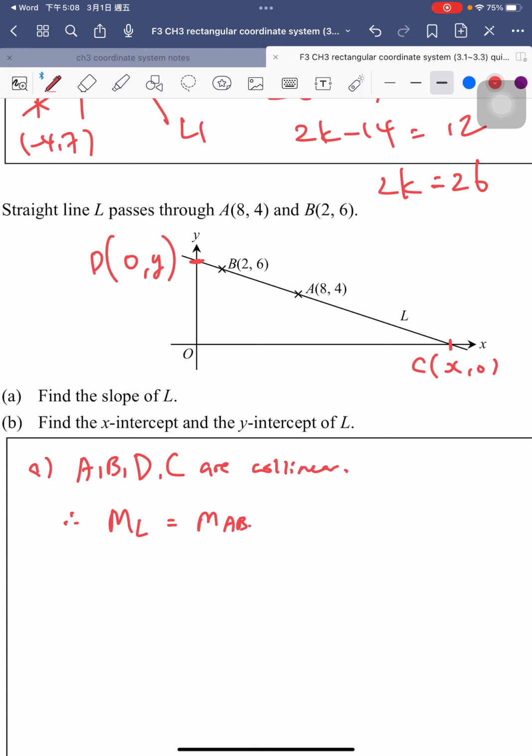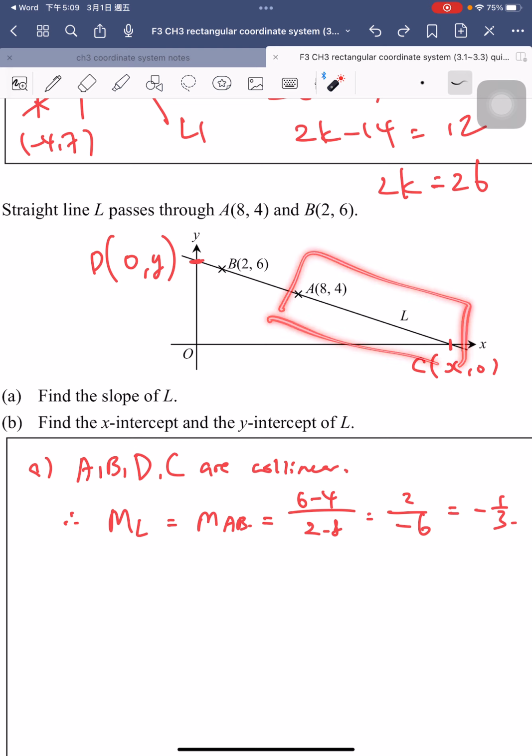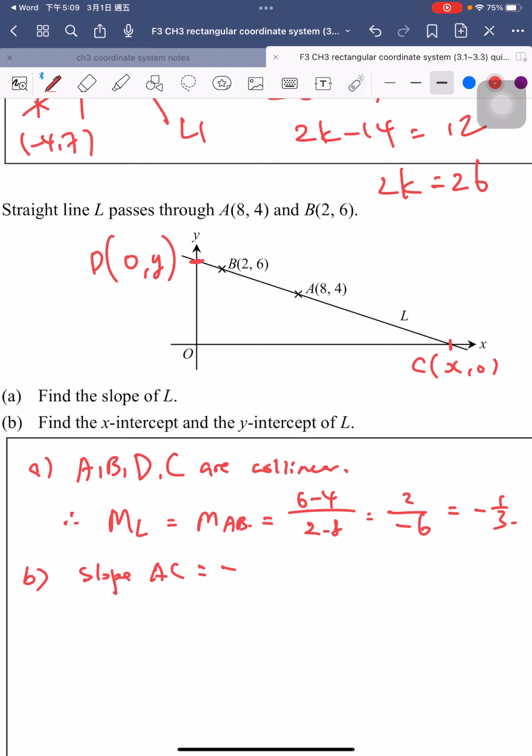So the slope of AB is going to be the change of y divided by the change of x. That's going to be 6 minus 4 divided by 2 minus 8. So that's going to be 2 over negative 6, giving you negative 1 over 3. Then how can we find the x-intercept or the y-intercept? Because A and C are collinear, the slope of AC is also going to be negative 1 over 3.